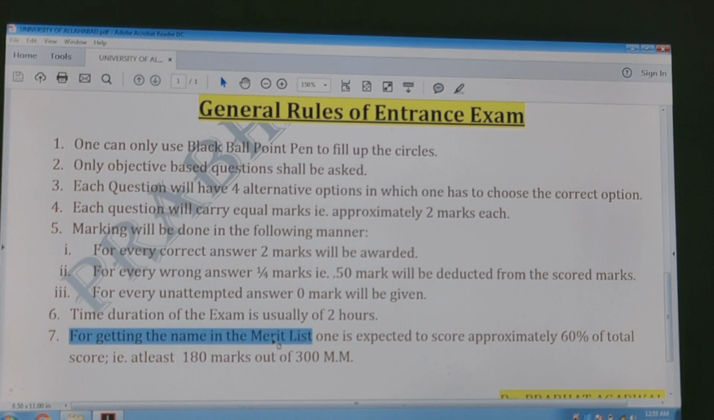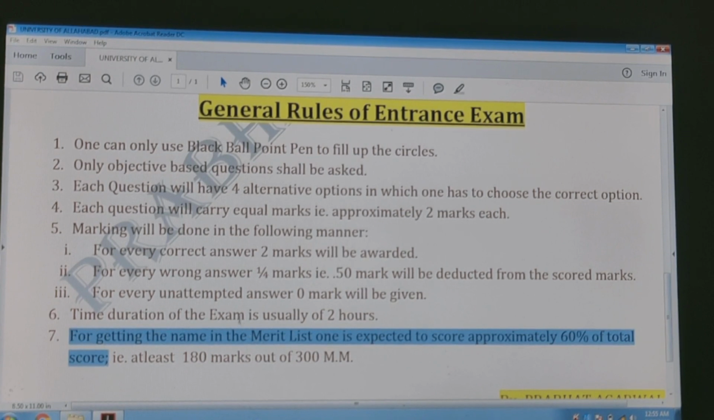And the last point for the day is, for getting the name in the merit list. I am including this point because you must be wondering how many marks you should be scoring so that you can get the selection. So for getting the name in the merit list, one is expected to score approximately 60% of the total score.